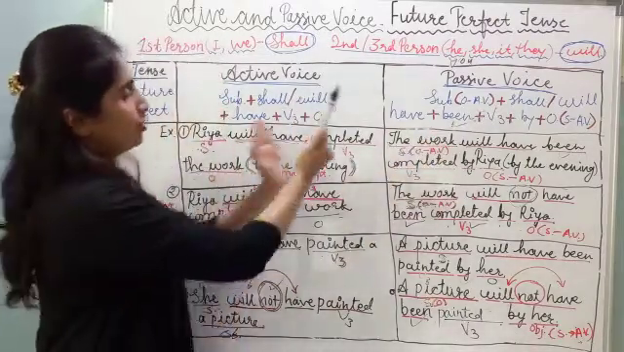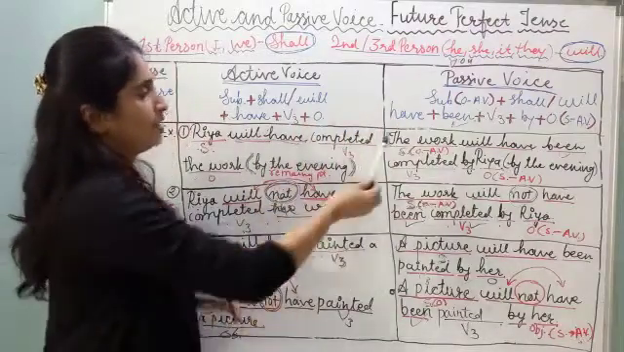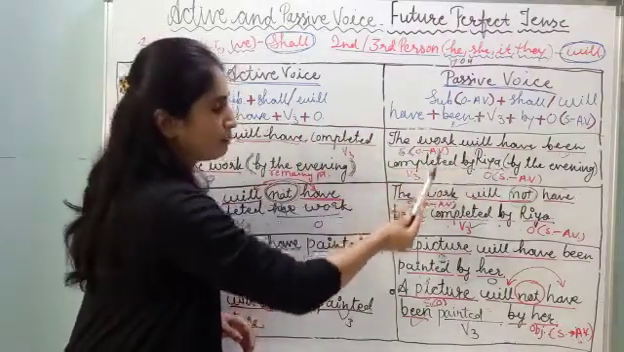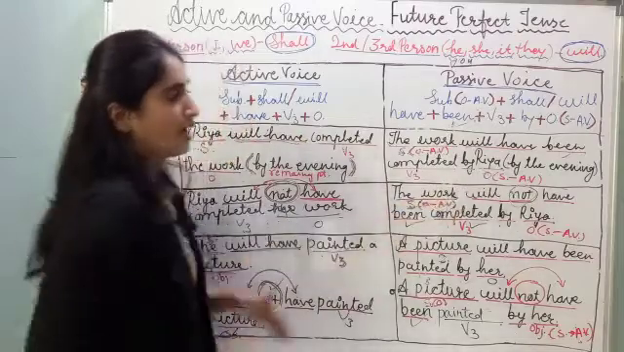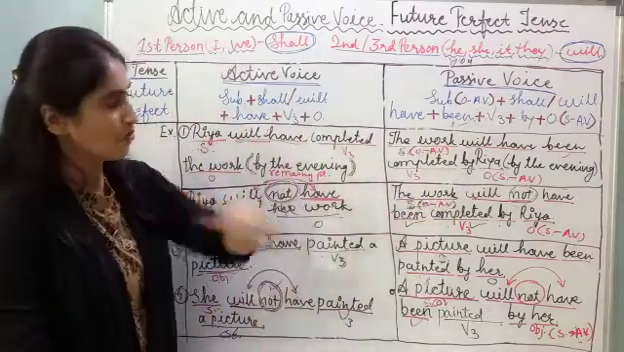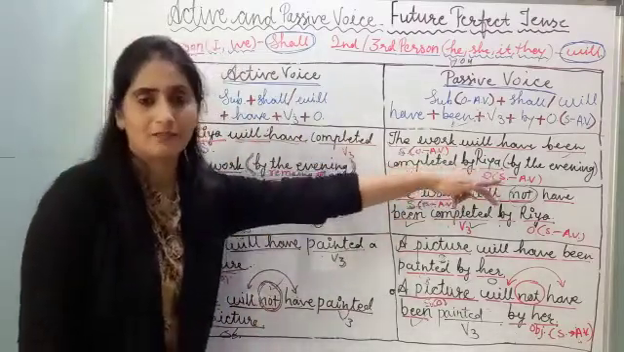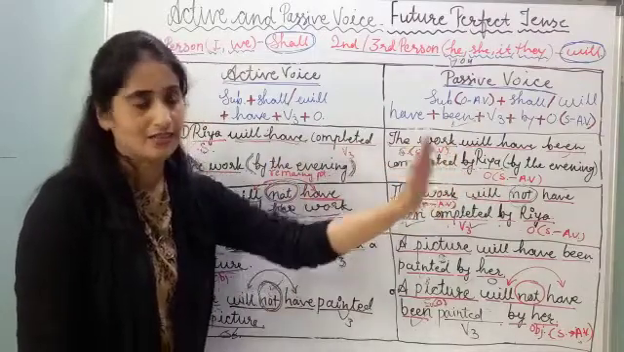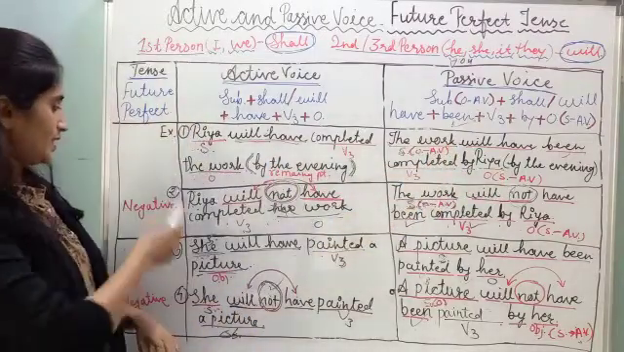So the conversion of this sentence to passive voice is: the work will have been completed by Ria, and you can extend it if you want by the evening. Extend it as it is. Okay. Now see the second sentence.